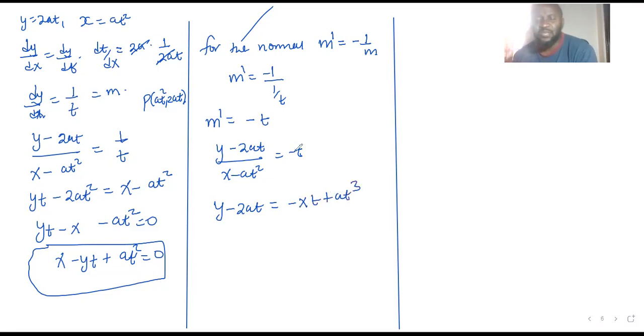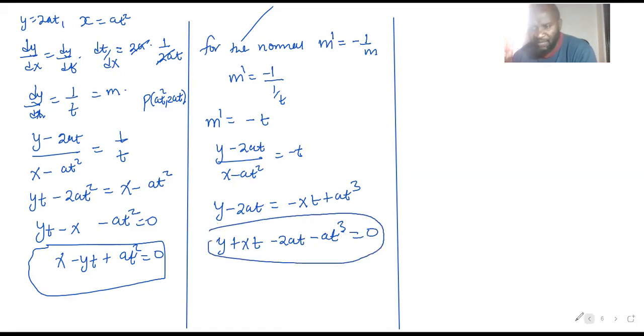From today on, whatever we discuss in parabola is examinable. Whether proof or what, they can all be asked. They can ask you to show that the tangent is that one, especially in terms of a and t. They'll even come in terms of ap squared, 2ap, or hu squared, 2hu. So they can alter the t to any other variable. So we can have y plus xt minus 2at minus at cubed is 0 as the equation of the normal at this point we have just seen.